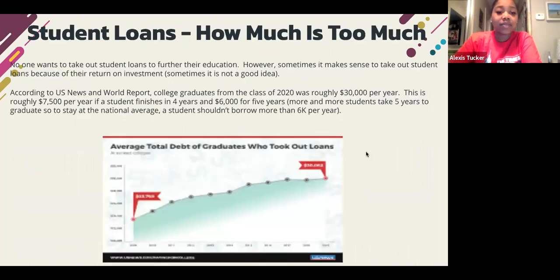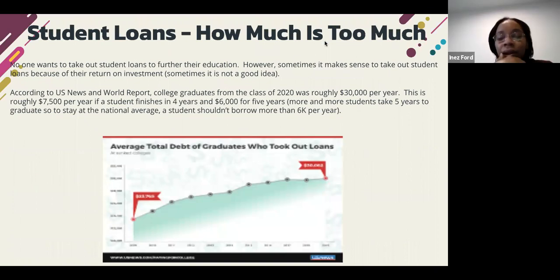And I'll pass it over to Ms. Ford to talk about how much is too much for our student loans. Okay, and I know even the topic of student loans is very controversial, so we just want to talk a little bit about that and give you some information.